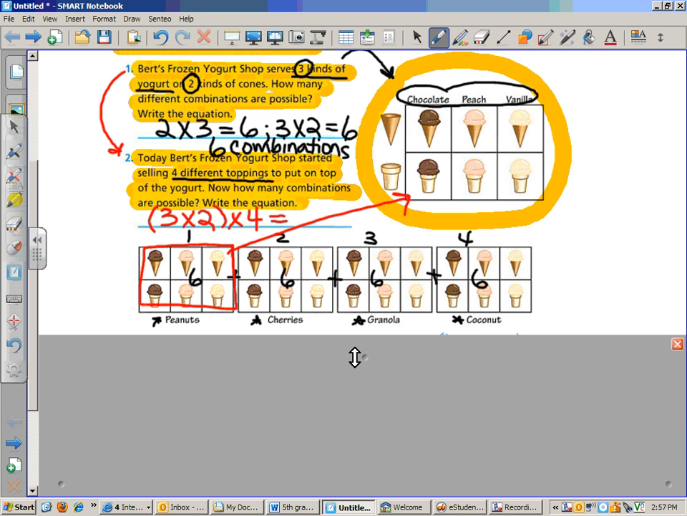So like we said earlier, let's do our parentheses first. So 3 times 2, we have 6. Bring down the rest of the equation, so 6 times 4, we have 24 combinations.